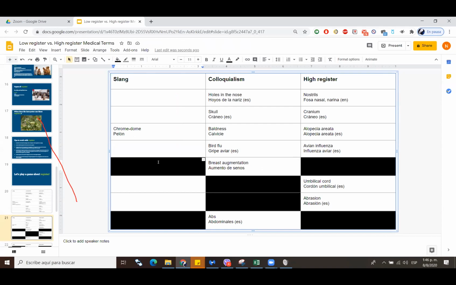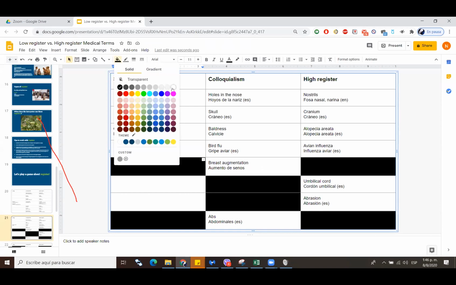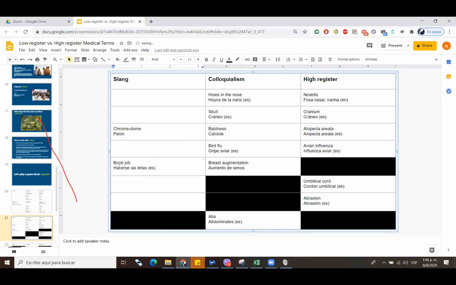For English slang, I'd say breast implants. Or, you can say boob job as a very low slang. Yeah, a boob job. Yes. What would be the high register term? Implant. It's like the surgery, right? I think.